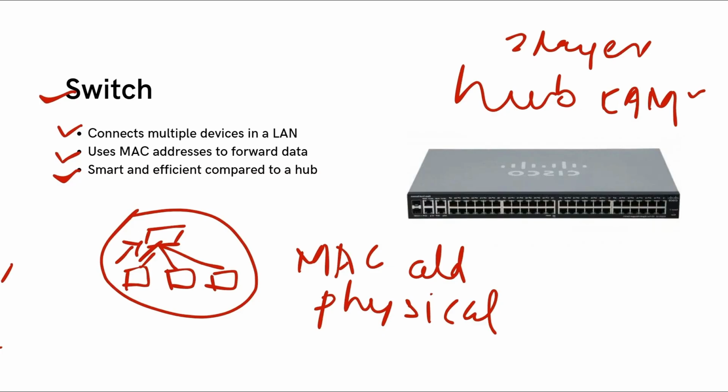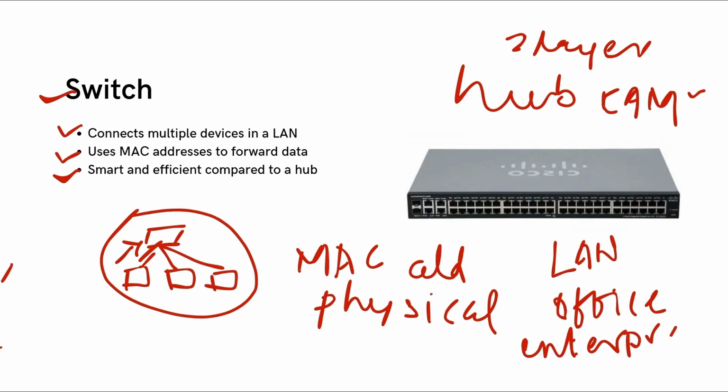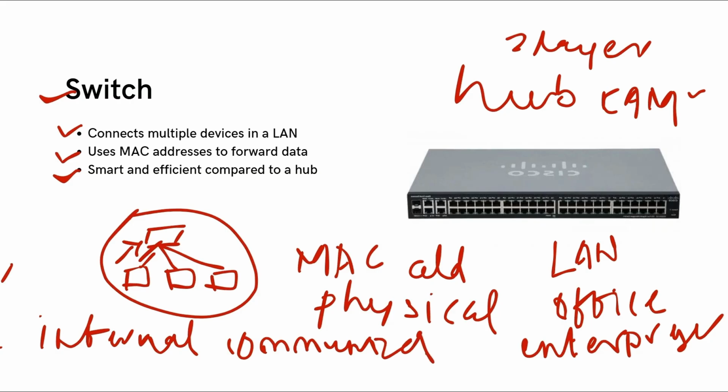But where can we use a switch? In a LAN, in offices, and in enterprise networks, we can use switches. Why do we use them? Because of internal communication, just like in your office, PCs and printers are connected to the switch. So this is the switch, and you can see the ports.